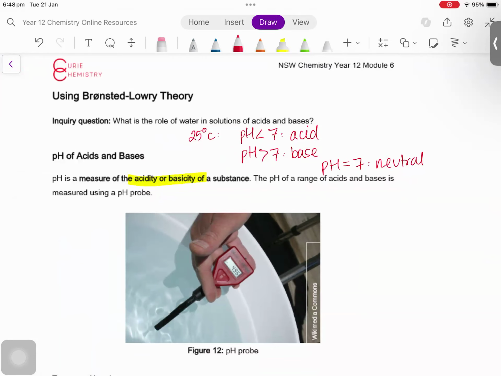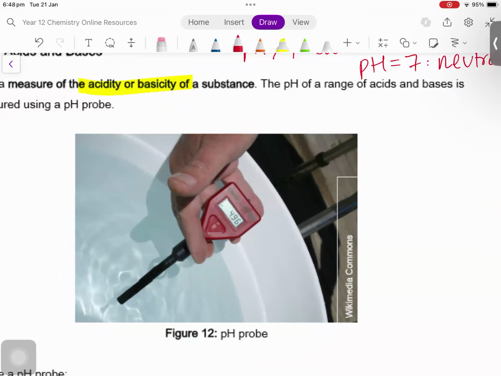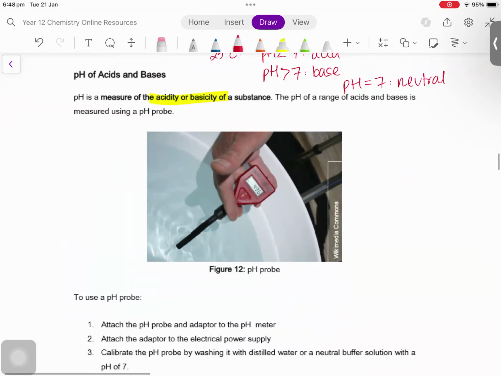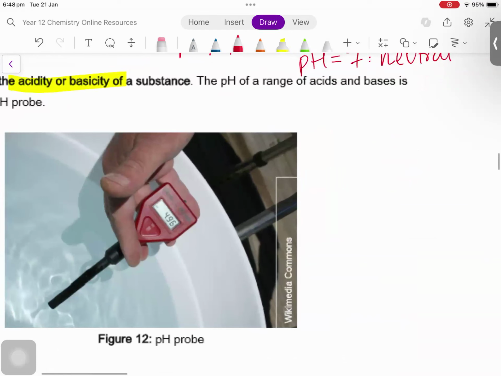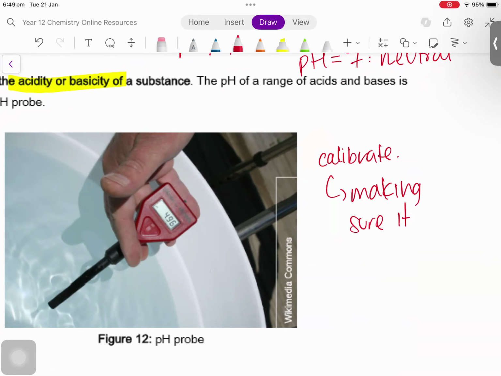The first syllabus dot point in this inquiry question is just how are you going to measure acids and bases? You're just going to take a pH probe, you're going to plug it into whatever solution, and just wait for it to read a number. So really straightforward. The only thing I want to mention here is anytime you're using machines in chemistry or in science in general, you want to make sure that you calibrate it. Calibrating it means making sure it reads the correct number, making sure it reads the true value.